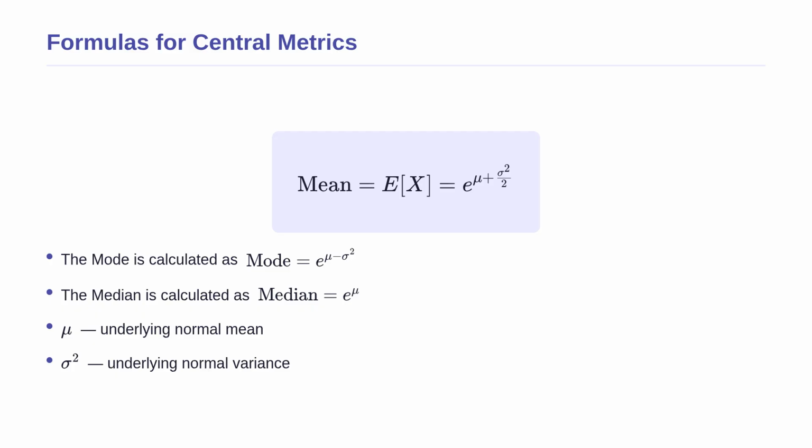Here are the exact mathematical formulas to calculate these three central metrics. Notice how they all use the mathematical constant e raised to a specific power. For the mode, we subtract the variance from mu before raising e to that power, making it the smallest value. For the median, we simply use mu without adding or subtracting anything. And for the mean, also known as the expected value, we add half of the variance to mu. This mathematical structure perfectly guarantees our rule that the mean will always be the largest, followed by the median, and finally the mode.